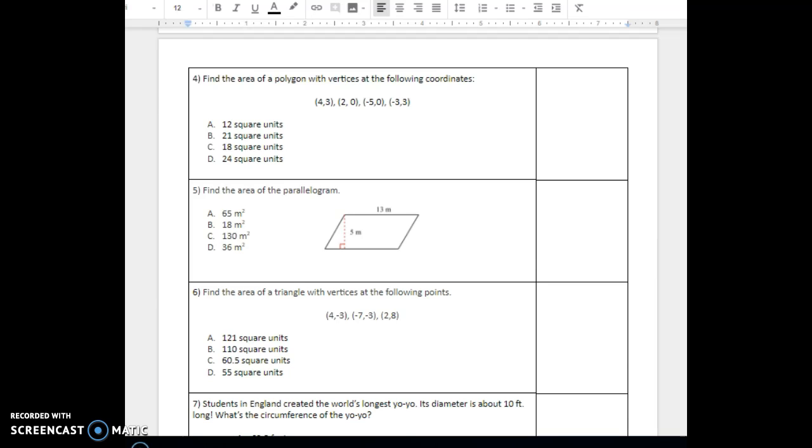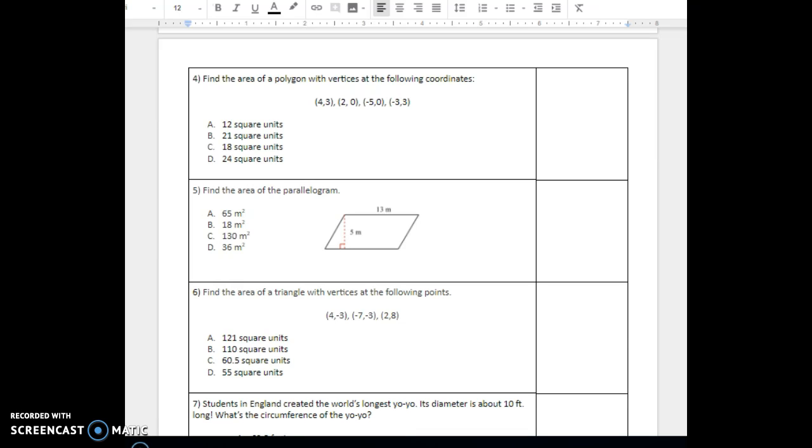Question 4. Find the area of a polygon with vertices at the following coordinates: 4, 3; 2, 0; -5, 0; -3, 3. A. 12 square units, B. 21 square units, C. 18 square units, D. 24 square units.